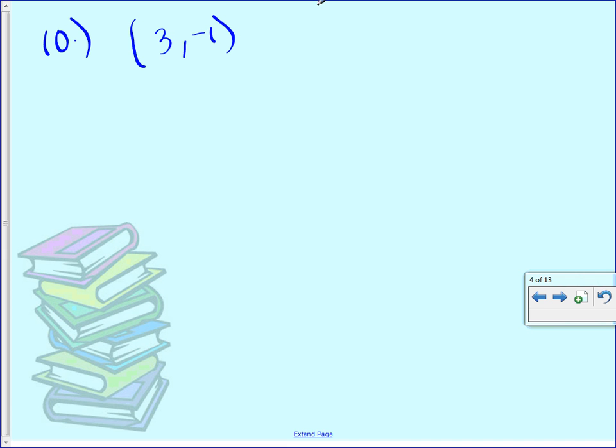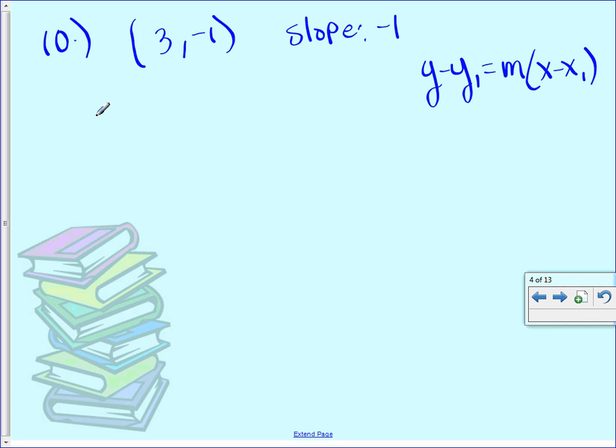3, negative 1. And what is our slope? Negative 1. Okay. All right, so I have my point slope formula. Y minus y1 equals m times x minus x1. This is x1, this is y1, and this is m. So I have y minus negative 1 equals negative 1 times x minus 3.